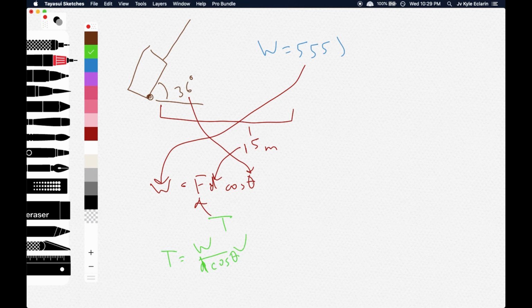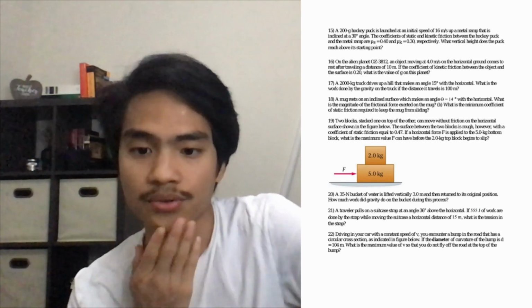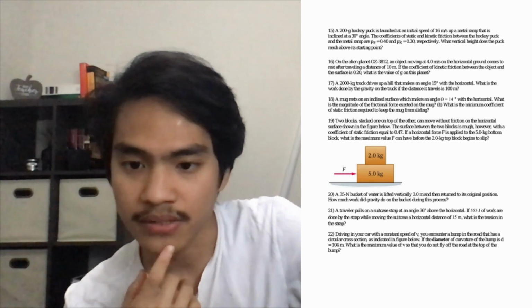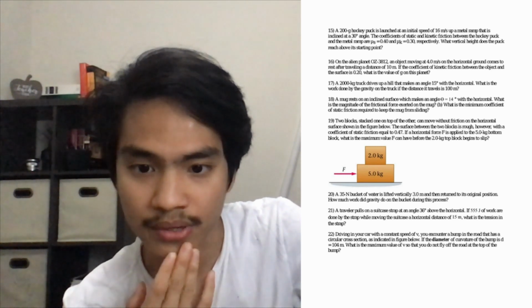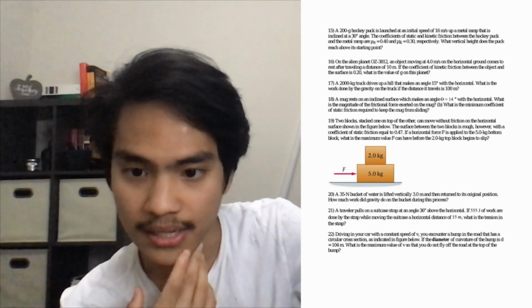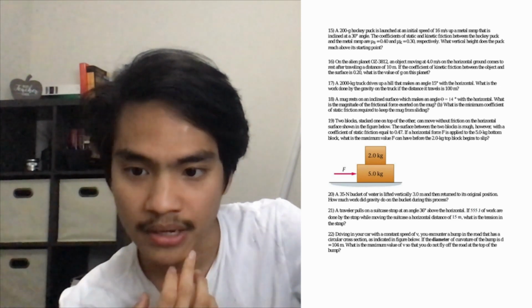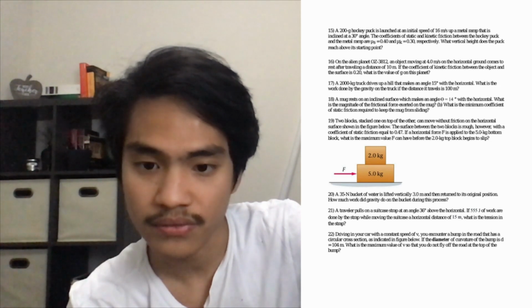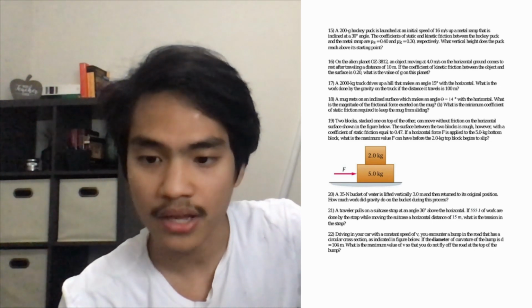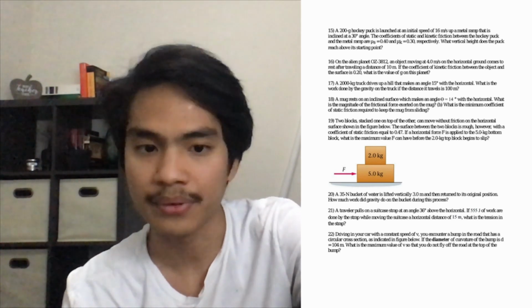All right, so let's go ahead and look at problem number 22. It says, driving in your car with a constant speed of v, you encounter a bump in the road that has a circular cross-section, as indicated in the figure below. If the diameter of curvature of the bump is 104 meters, what is the maximum value of v so that you do not fly off the road at the top of the bump?